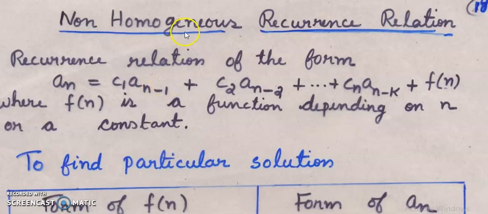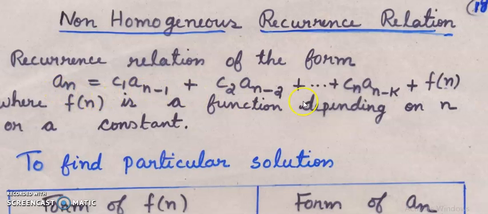In this video, we will learn what is non-homogeneous recurrence relation and we will learn how to solve problems based on non-homogeneous recurrence relation. So now, definition: a recurrence relation of the form an = c1 an-1 + c2 an-2 + etc. + ck an-k + f(n), where f(n) is a function depending on n or a constant.